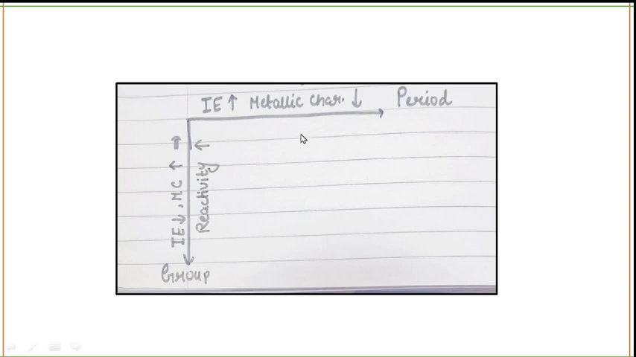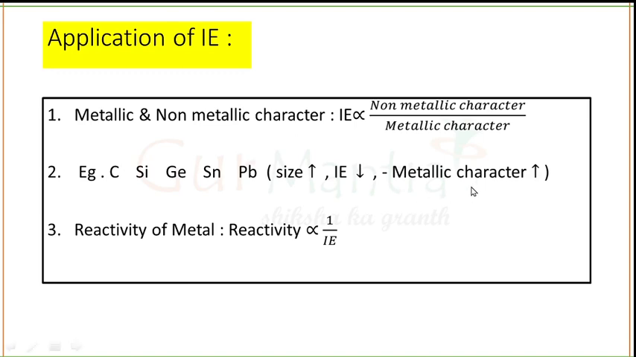As you can see in this diagram, if you move along the period, ionization enthalpy increases as the value of Z effective increases and size decreases, and therefore metallic character decreases. And as you move along the group, IE decreases, metallic character increases, and reactivity increases, because reactivity is inversely proportional to ionization enthalpy, and ionization enthalpy is directly proportional to non-metallic character and inversely proportional to metallic character.